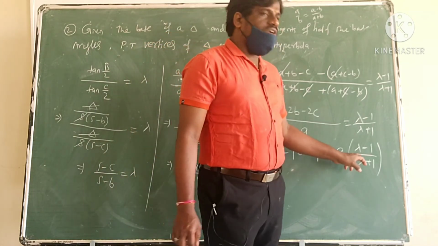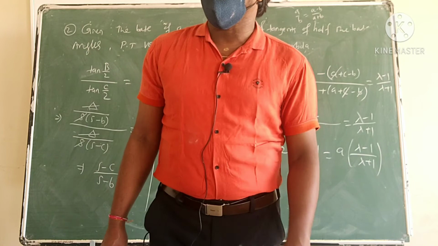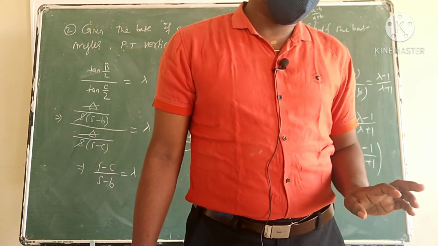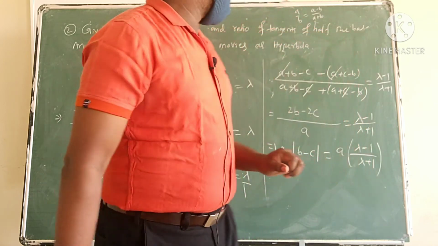The difference is equal to a constant. If the difference is equal to a constant, then it is called what? Hyperbola. Okay, and here B can be written as what?